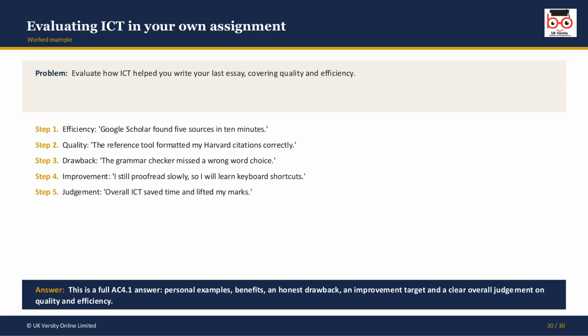Let's model a full evaluation of how ICT helped with your last essay. On efficiency, Google Scholar found 5 sources in 10 minutes. On quality, the reference tool formatted my Harvard citations correctly. Then, an honest drawback. The grammar checker missed a wrong word choice. An improvement. I still proofread slowly, so I'll learn some keyboard shortcuts. And a judgment. Overall, ICT saved me time and lifted my marks. That's a complete answer. Personal examples, benefits, a drawback, a target, and a clear verdict on quality and efficiency.